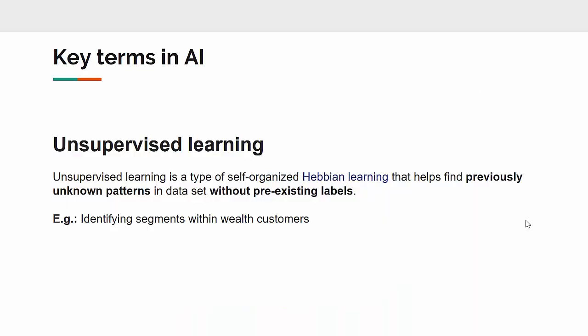Next, let's move on to unsupervised learning. As the definition suggests, it's a type of self-organized learning that helps to find previously unknown patterns in datasets without pre-existing labels. Let's try to explain this using an example.